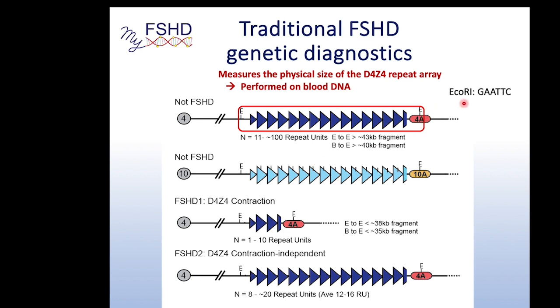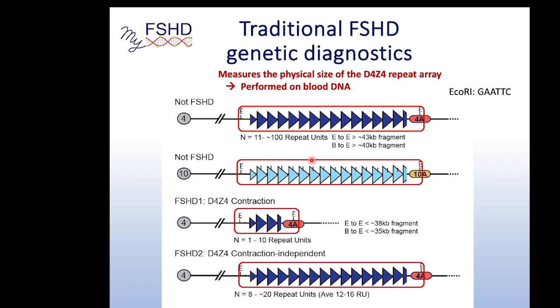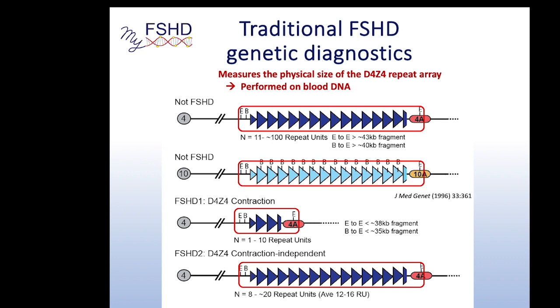I call it EcoRI. We're going to cut it with EcoRI. You're going to get this, and here you've got all these types of repeats. So how do you figure that out? Well, it turns out there is another restriction site in there that's going to be very useful, and that's one called BlnI. You see this little B here.